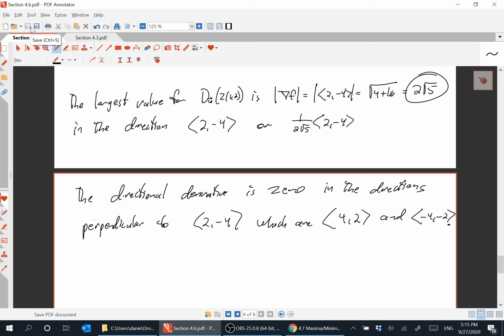Now what else? What other sort of interesting properties does the directional derivative have?